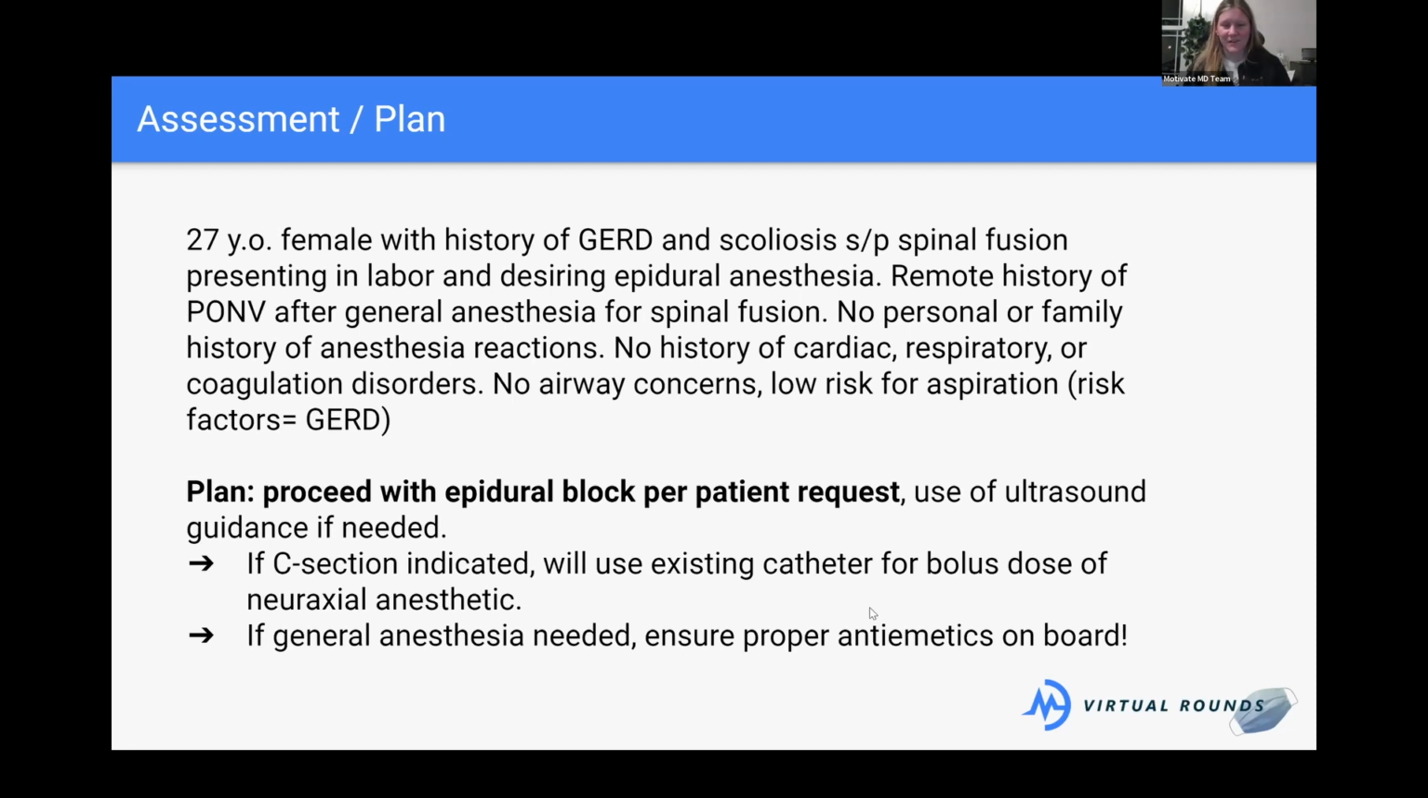Okay, before I move on, I just wanted to check in with you guys, see how we're doing. Do you have any questions about this patient's history or about the plan that we have for her right now?